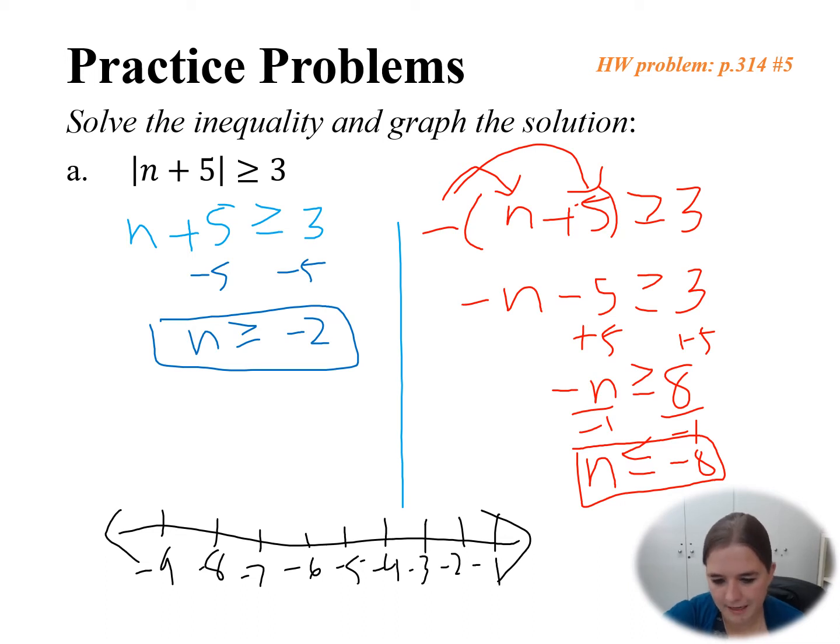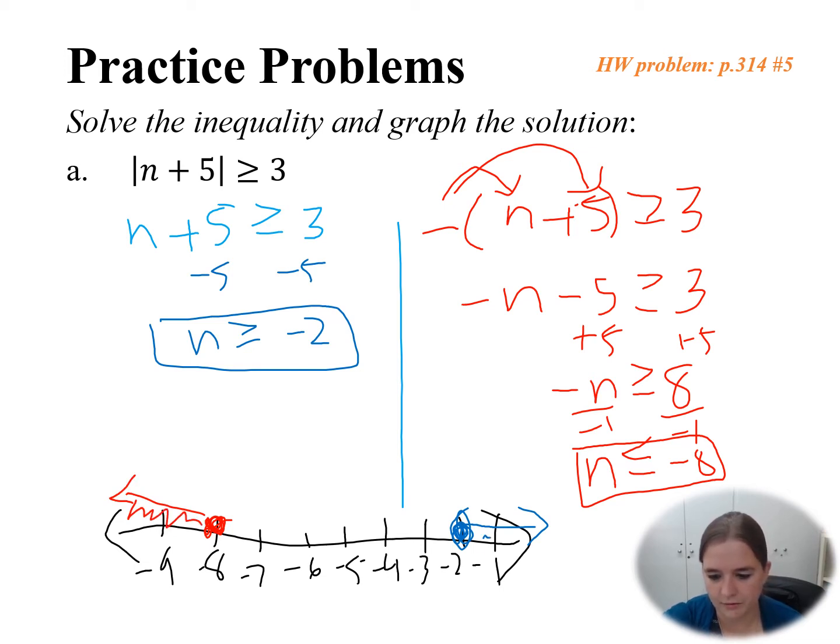For our first half here, I see that n is greater than or equal to -2. Solid circle because it has that or equals piece, and I know it's going to face this way. My second half, the other possibility is that n is less than or equal to -8. So again, solid circle, and it's going to face this direction.